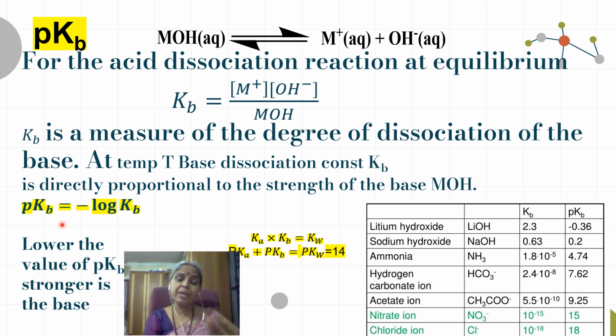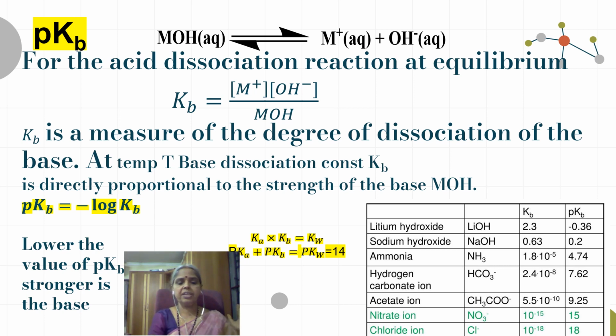What is pKb? Just like pKa, pKb is also the negative logarithm of Kb. So, lower the value of pKb, stronger is the base. For example, lithium hydroxide is a very strong base. It is having a very low pKb value of minus 0.36. A high Kb value and a low pKb value will indicate a strong base. Conversely, a low Kb value and a high pKb value will indicate a weak base.